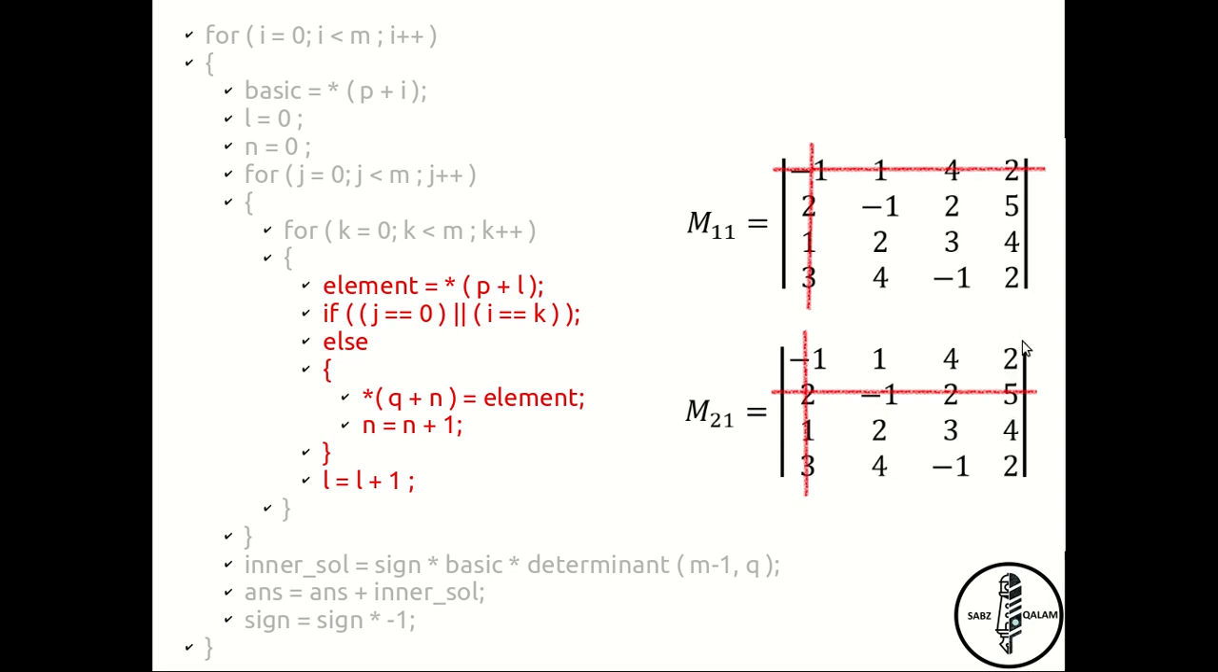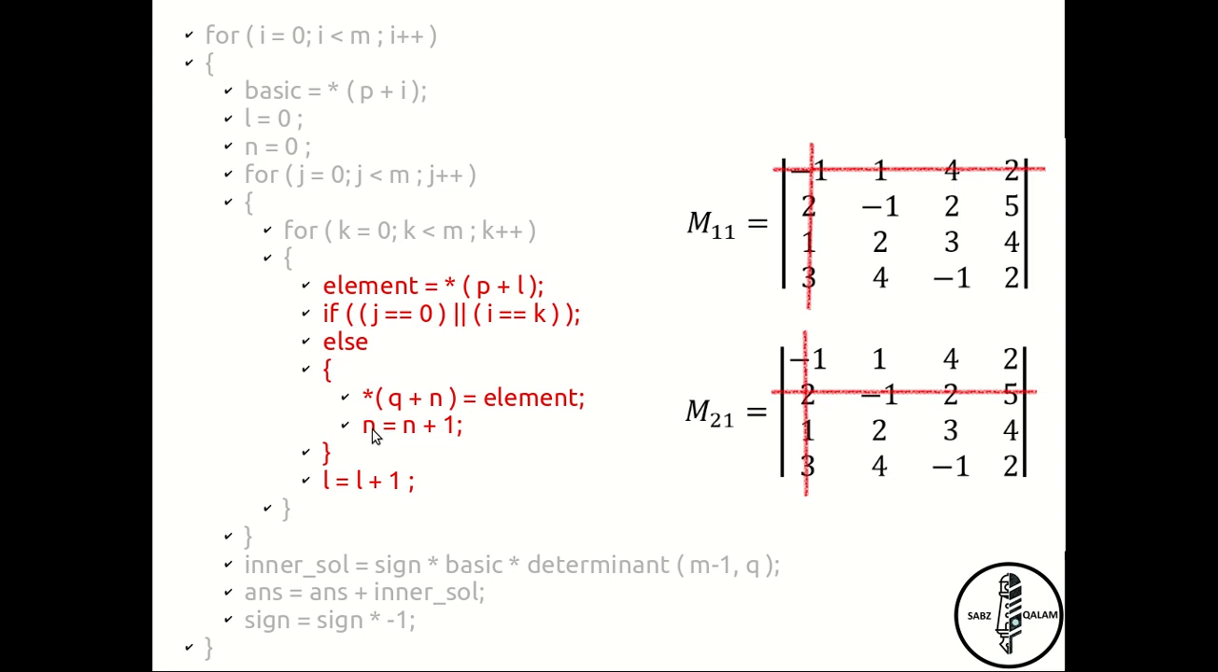So basic, let's say if you're considering 2, basic will hold the value 2, and then J and K will again traverse through all the elements, right? Where J corresponds to rows and K corresponds to columns. And if we are considering 2, we only want to have these elements in our matrix Q. So whenever J is equal to 0, that means discard the 0th row. And when I is equal to K, meaning whenever K is in the same column, just discard this, you're only left with this.